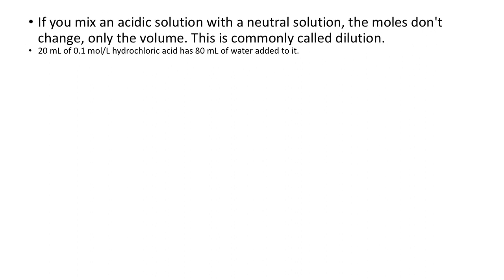Okay, so if you mix an acidic solution with a neutral solution, the moles don't change, only the volume. Effectively, you're diluting it. Okay, so it's called a dilution. So let's go through some of the examples. All right, so first of all, let's work out the number of moles of H+, because what we've got is the 20 mils of 0.1 mole per liter HCl, and you're just going to add 80 mils of water to it. All right, so the number of moles of H plus is equal to, what is this, 0.1 times 0.02, which is equal to 2 times 10 to the negative 3 moles.